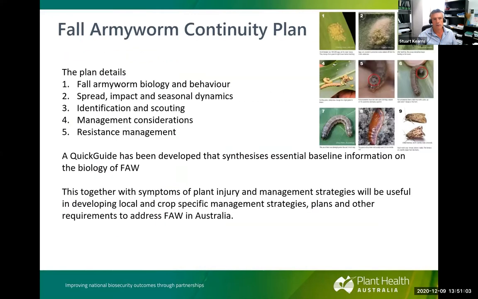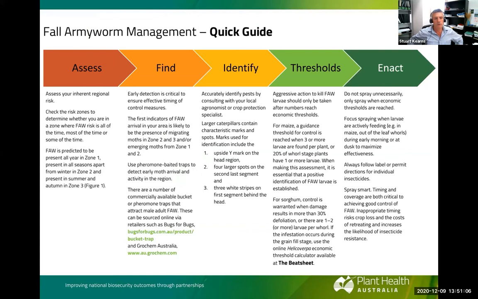Quickly going through the quick guide, the continuity plan is based on a FIGHT strategy that we've developed. FIGHT stands for assess. So you need to assess where you are farming, what crops you are growing, what's the risk to your particular business and your particular crops. You need to be able to understand how to find Fall Armyworm and how to know when to start looking for it. You then need to know how to identify Fall Armyworm, and we'll get into that in later presentations, how to identify it correctly.